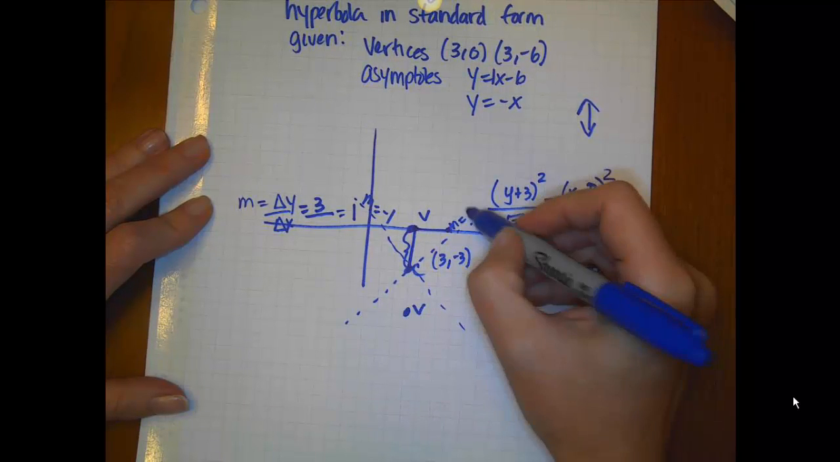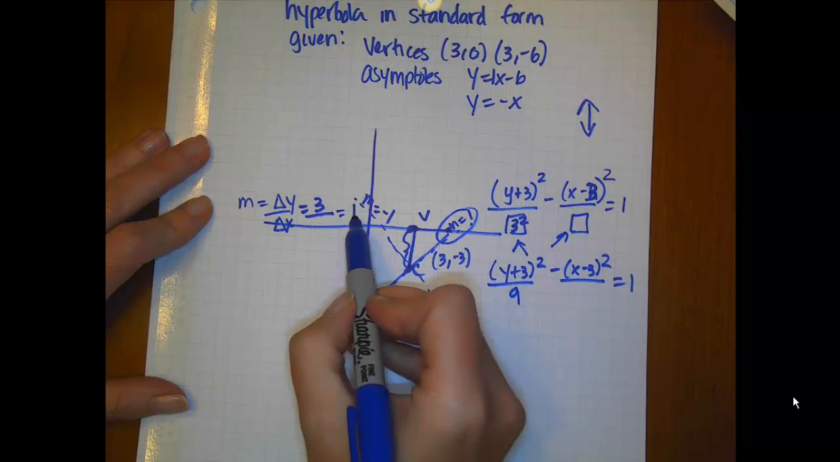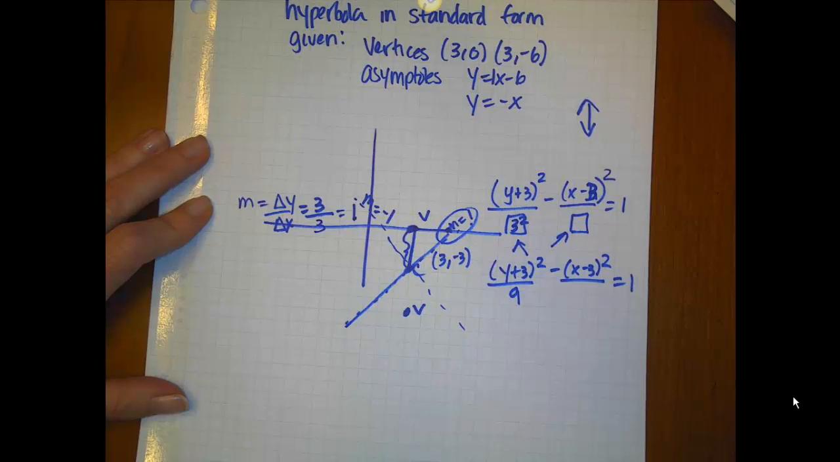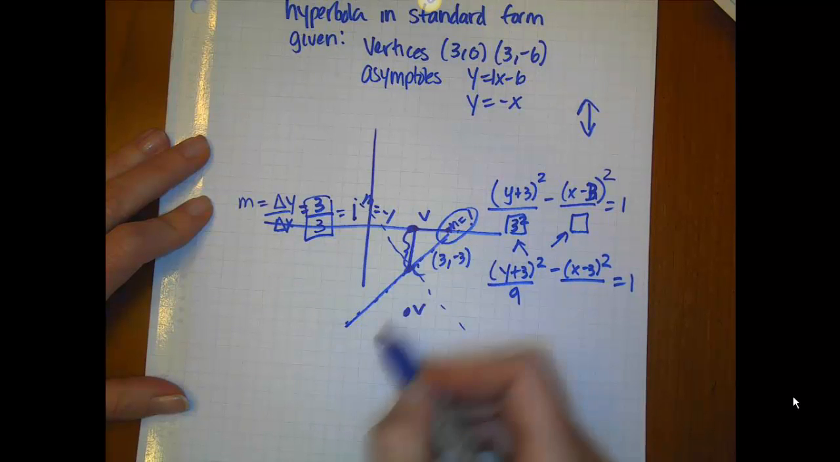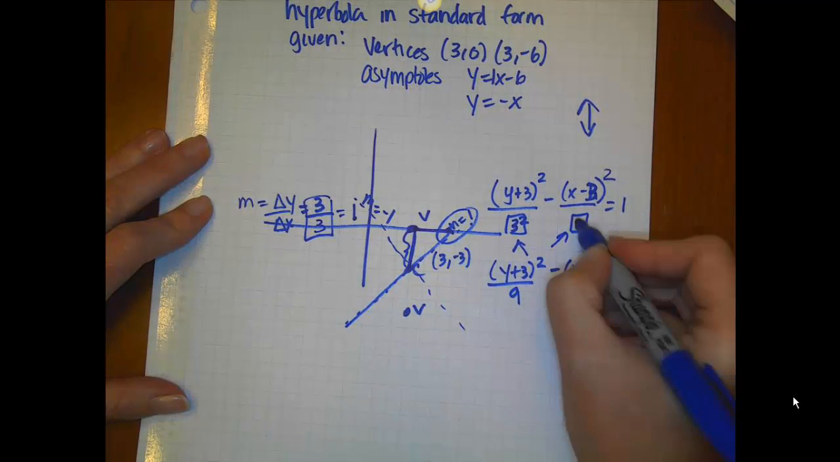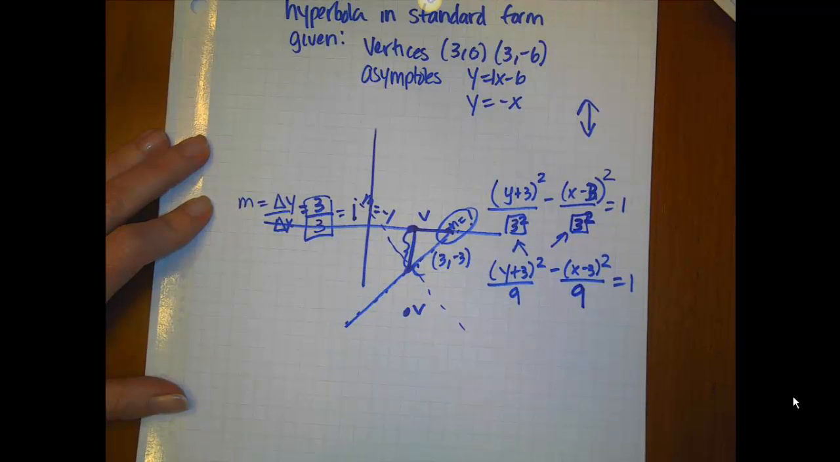So let's just look at the positive, because it makes it easier. Well, if I know that this is 1, then the denominator has to be a distance of 3, so that 3 over 3 is 1. So I have to go up 3 and out 3 to get to that line. So that means this is 3 squared. So the number underneath that term is also 9.